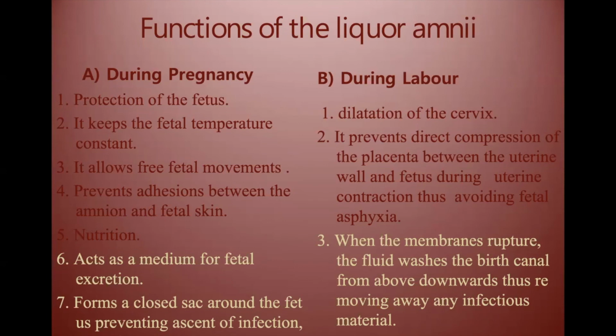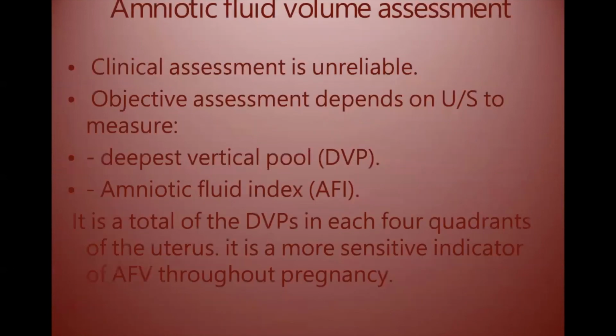And during the labor, it makes dilatation of the cervix. It prevents direct compression of the placenta between the uterine wall and fetus during uterine contraction, thus avoiding fetal asphyxia. And during the labor, when the membranes rupture, the fluid washes the birth canal from above downwards, thus removing any infections in the maternal vagina.